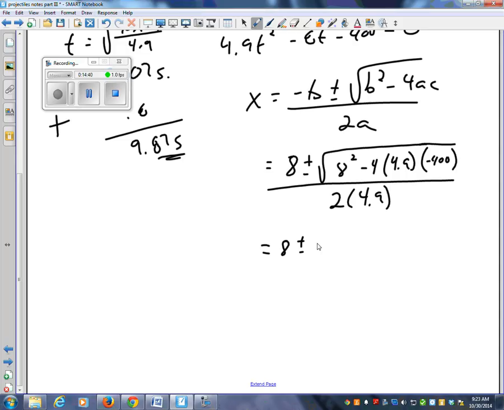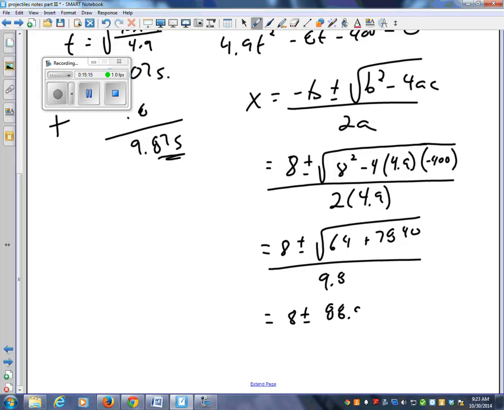Obviously, that's going to be 64. I got 4 times 4.9 times 400. That's going to be 64 plus, because I've got negative times negative, 7840, all over 9.8. Now, do I have to do the plus and the minus? I guess I should do the square root here first, right? So 7840 plus 64, and then the square root of that is 88.9, all over 9.8.